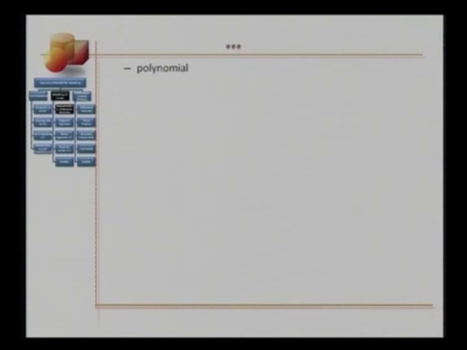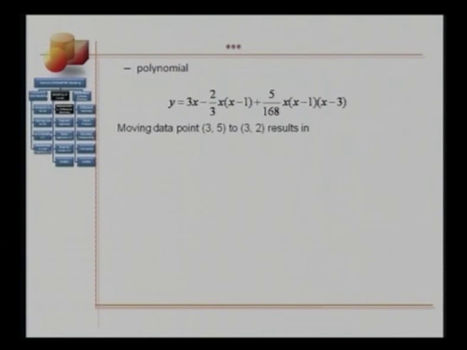The corresponding polynomial then becomes y equals 3 times (x minus 2/3) times (x minus 1) plus 5/168 times (x minus 1) times (x minus 3). If I try to move the third data point, (3, 5), to a new location, (3, 2), this polynomial is bound to change.